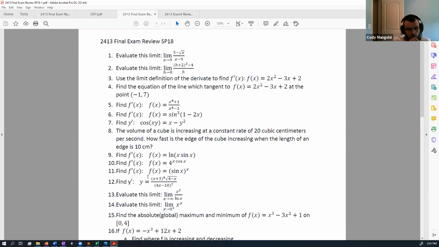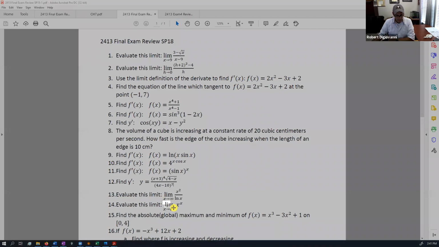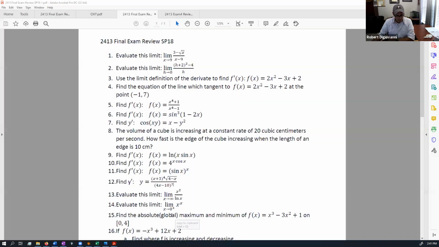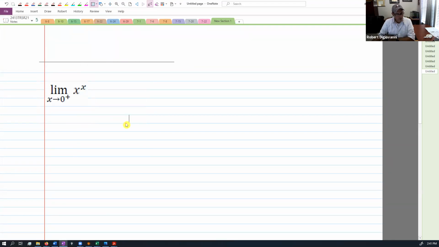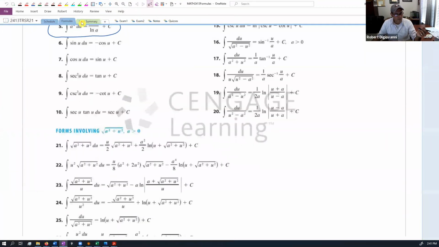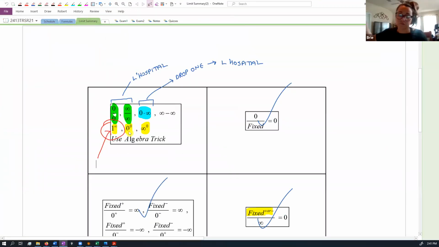14, that's the one I missed on the test or something similar to that. How would we go about that one? So that one, you have an indeterminate form, right? So if you take this limit, you're going to get 0 to the 0, right? And that is an indeterminate form from your limit summaries. 0 to the 0.